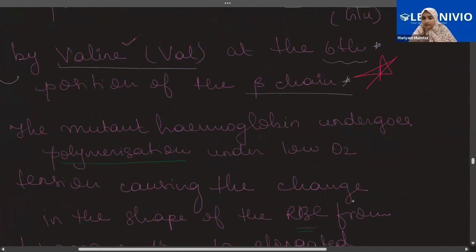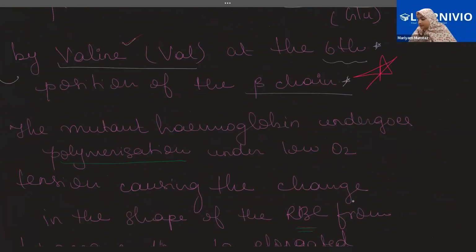RBCs, red blood cells. They contain hemoglobin and it carries gases throughout our body, oxygen and carbon dioxide. Our body wants the hemoglobin to carry more and more oxygen. So that is why RBCs do not have a nucleus, so that they can carry more.